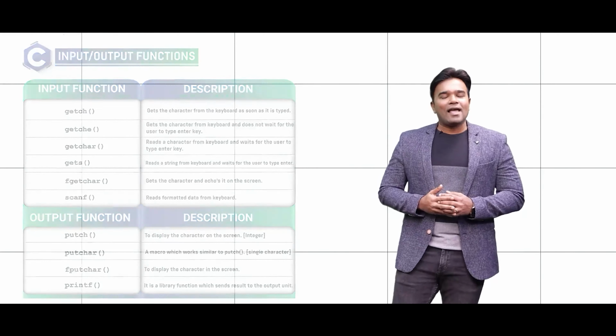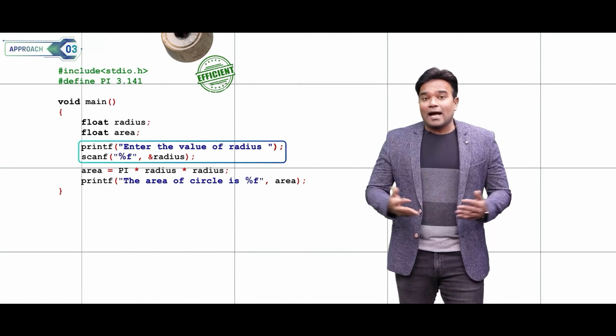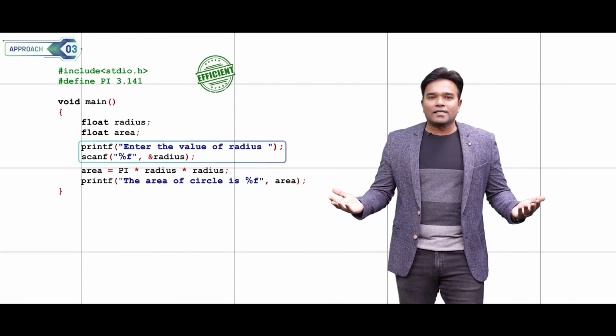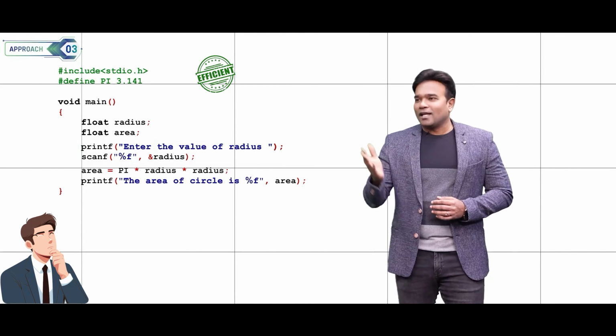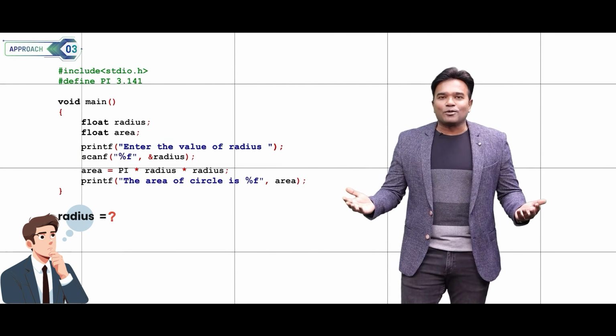But all said and done, at this point in time, in my approach 3, if you notice carefully, I have not hard-coded the value of radius. Well, let me ask you this question. Look at this program and tell me, what is the value of radius? You will not be able to tell, right?